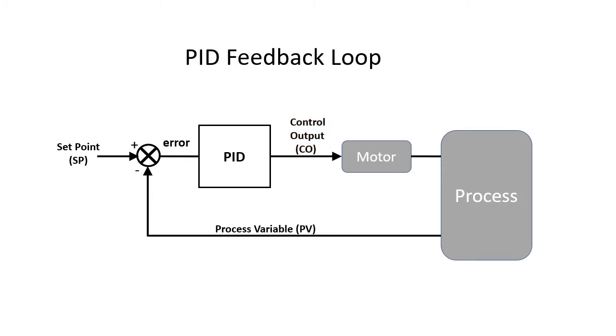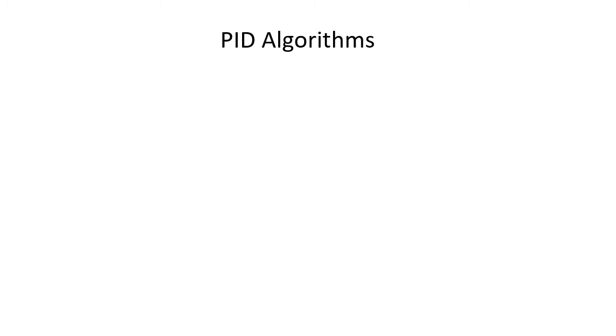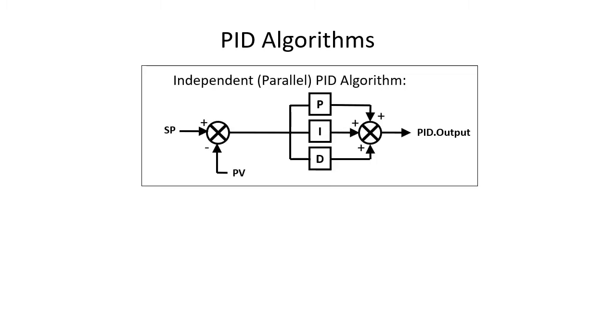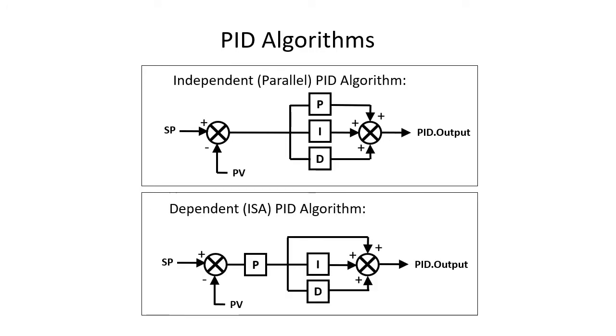How much we modify the output is determined by this guy. And what's in that box depends on the type of PID your system is using. In the automation industry, there's lots of variations, but the two most common are the independent or parallel version of the PID algorithm and the dependent or ISA version of the algorithm.